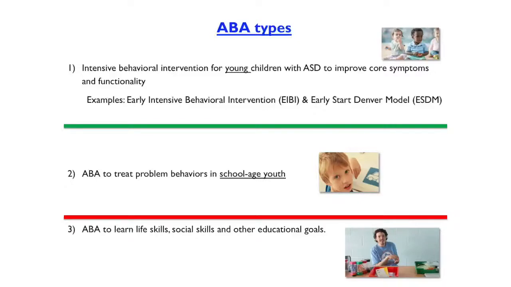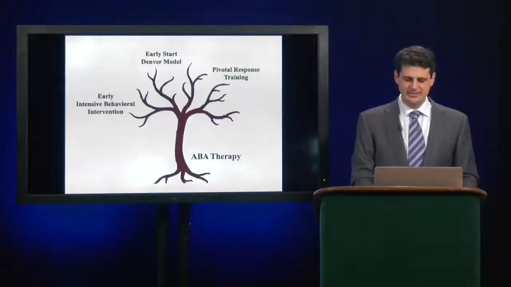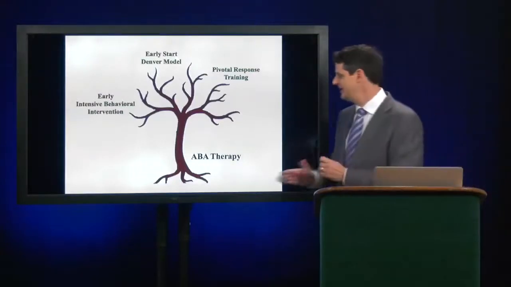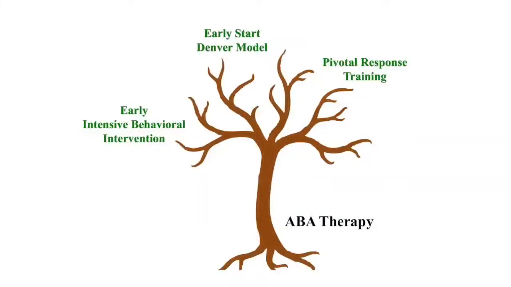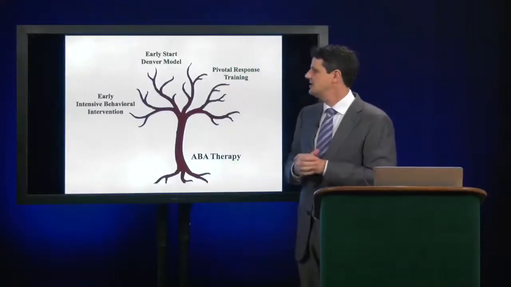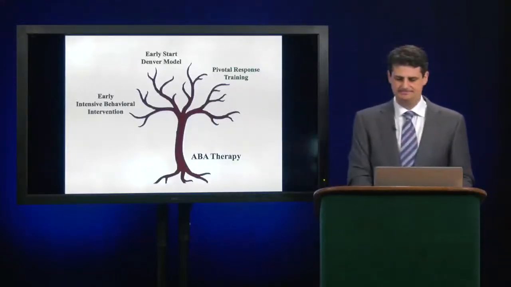Straight ABA can also be used in school-age youth to deal with problem behaviors. And ABA therapy can also be used in adolescents and even adults to reach life skill goals, social goals, and also educational goals. So let's come back to our tree again. I wanted just to point out that ABA therapy has multiple offshoots that were mentioned in the previous slide, but we're going to walk through each of these now and talk about how they're effective.